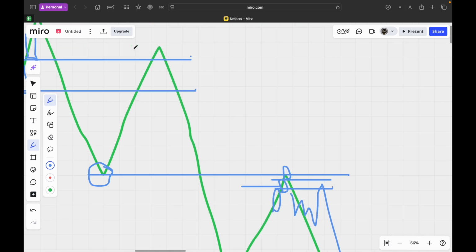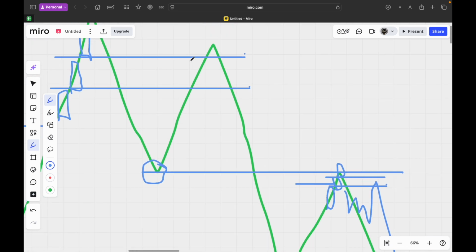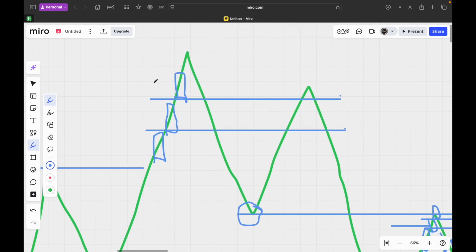Now, it depends on which entry model you use, but sometimes if you want to be a little bit more aggressive and not wait for this retest, you can always just enter on a candle closure below this inverse fair value gap and take the trade to the downside.